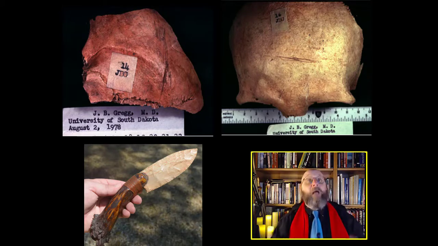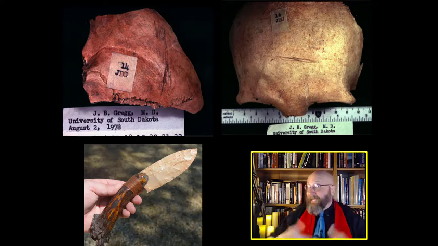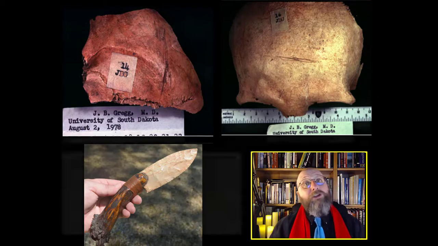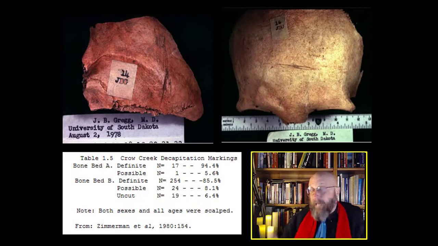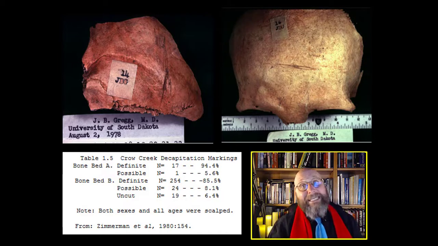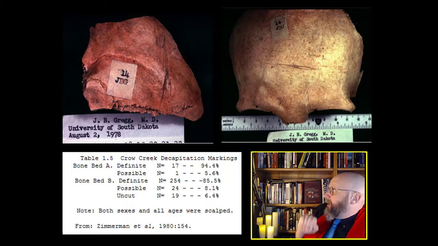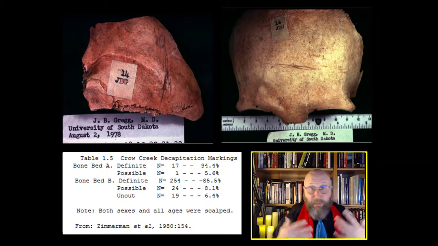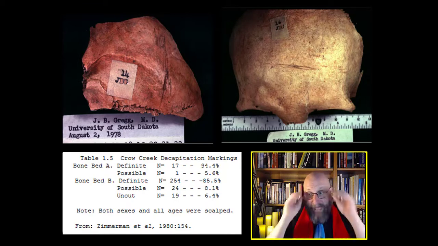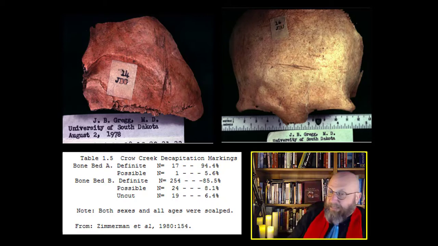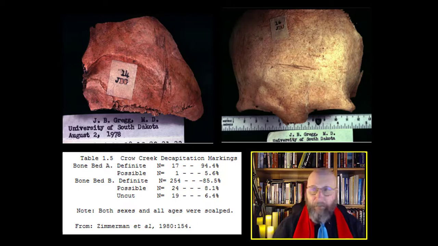Scalps were a type of trophies, but the Native Americans of the Great Plains also just used skulls as trophies as well. And again, a large number of these individuals were scalped, and a large number of them were decapitated. And as you can see from the decapitation data there on the lower left, a large number of individuals were in fact decapitated. Both sexes and all ages were in fact scalped.